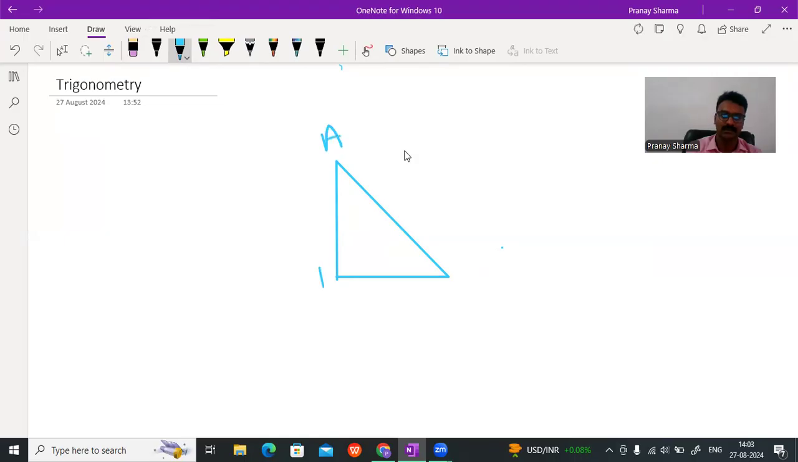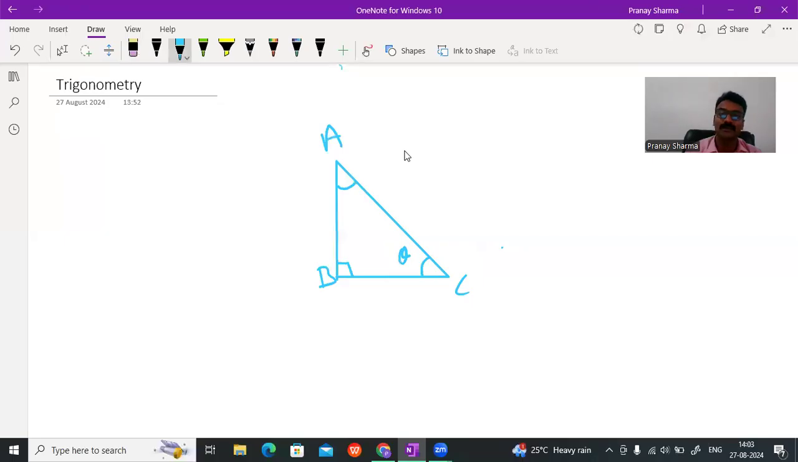Let us say this is A, B, C. All right, so ABC is a right angle triangle wherein we have the right angle at B. And we have this angle as theta. Theta is an acute angle. The acute angle is less than 90 degrees. Okay, what about this angle? Can we say this will be 90 minus theta?